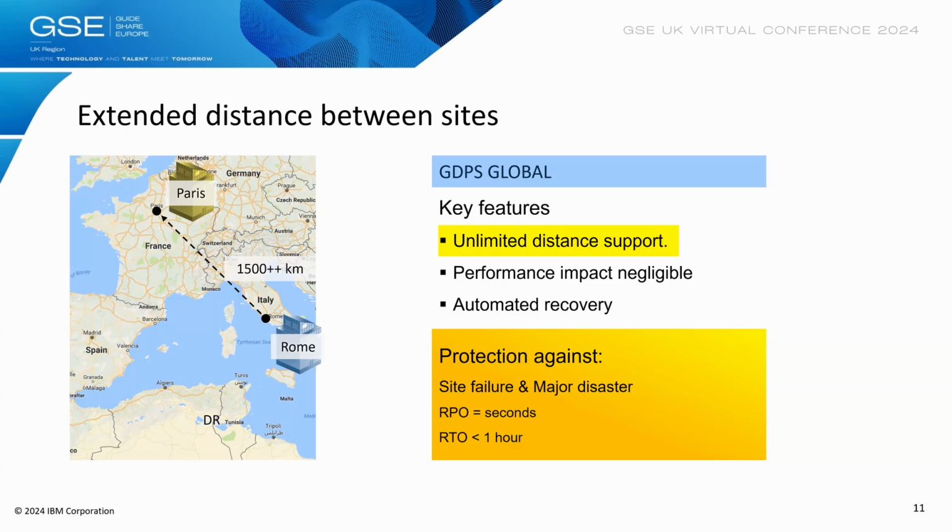Finally, because of the asynchronous nature of the GM protocol, this time the RPO is not zero, and a few seconds of data could be lost in case of a site switch. Again, depending on the size of the configuration, and depending on the workload and so on, the RTO can be from a few minutes to up to an hour.